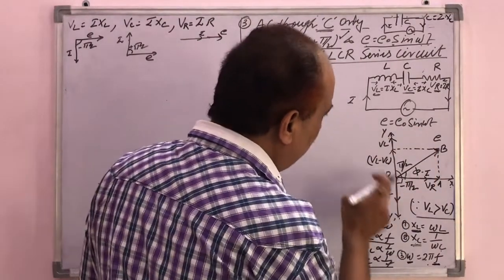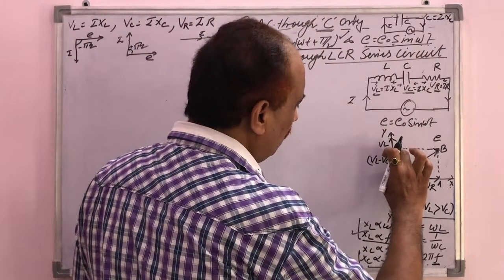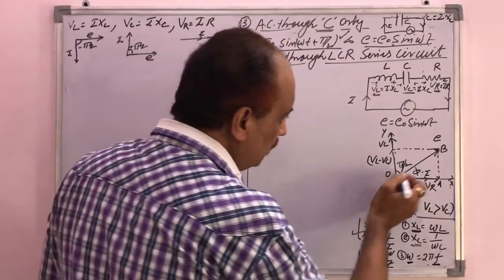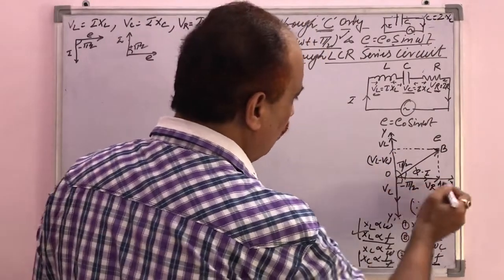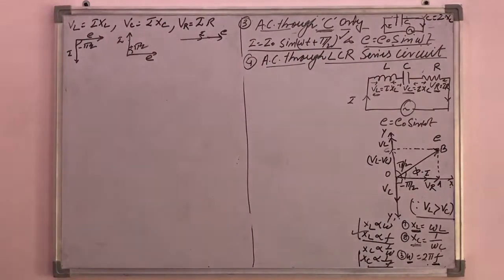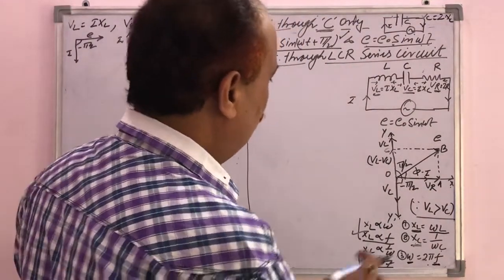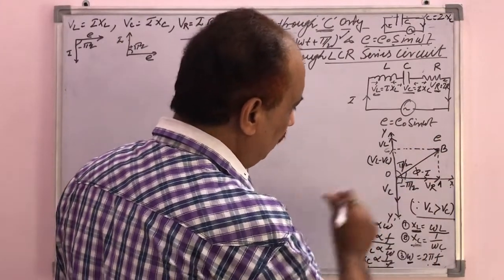Now the difference of these two, VL minus VC, is represented along the OY direction. When we complete the parallelogram, this OB vector, the diagonal of the parallelogram OABC, represents the resultant EMF of the LCR series circuit. So in this diagram, we have to take the help of the Pythagoras theorem.